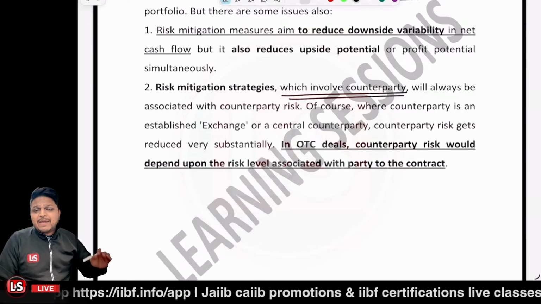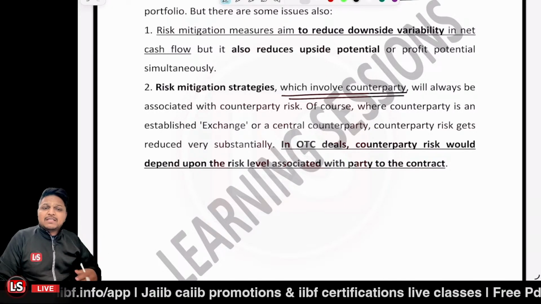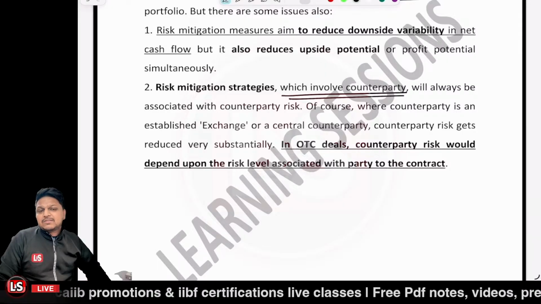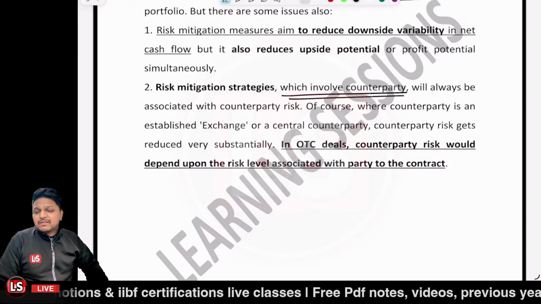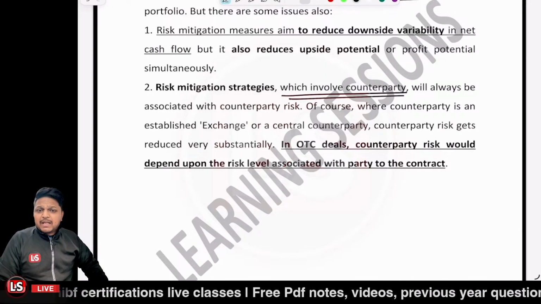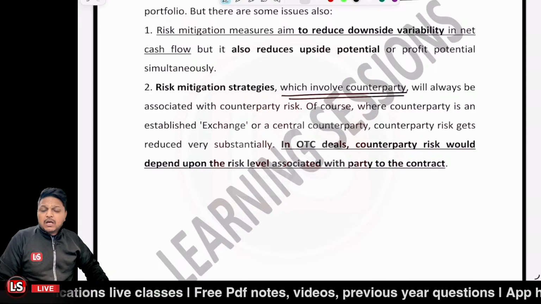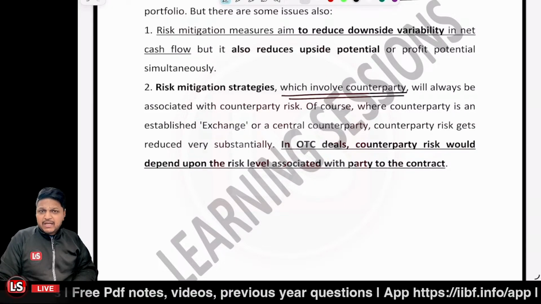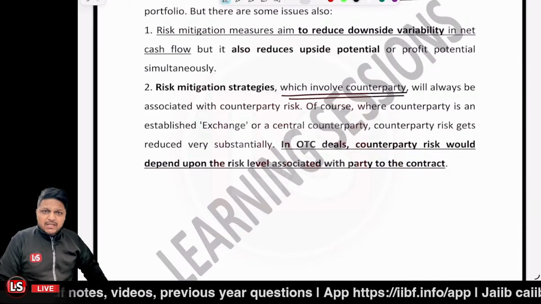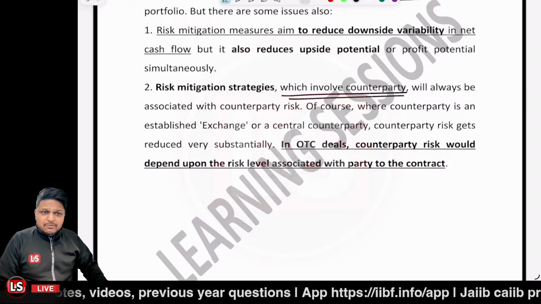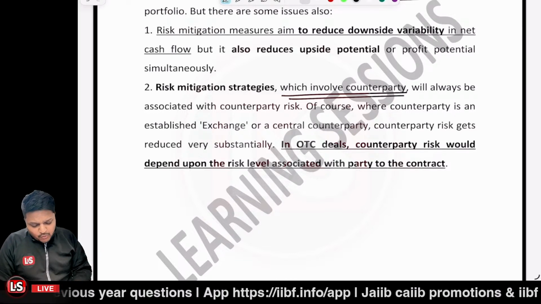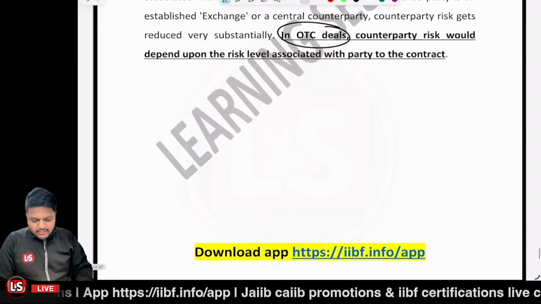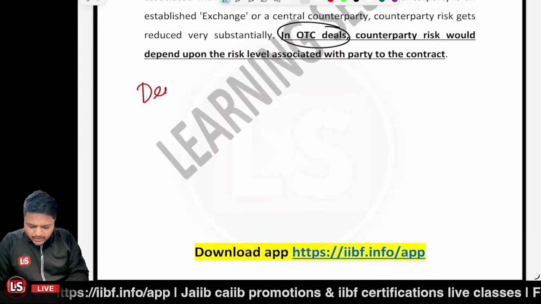So whenever a counterparty is involved, definitely the counterparty risk will increase. But in those derivatives where the exchange is involved, or which are exchange traded, in that scenario the counterparty risk is substantially reduced. But in case of OTC deals, let me give an idea related to derivatives here so that you can understand this point.